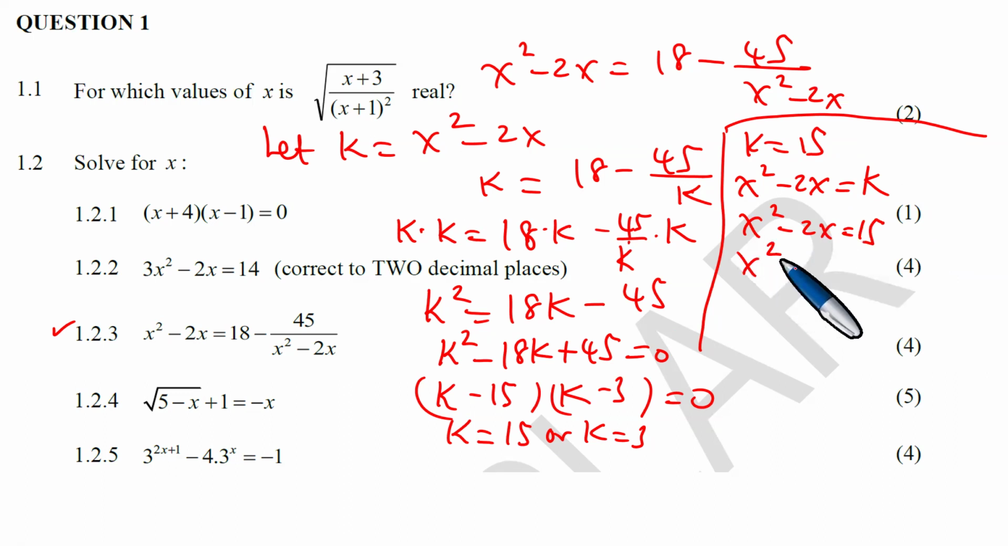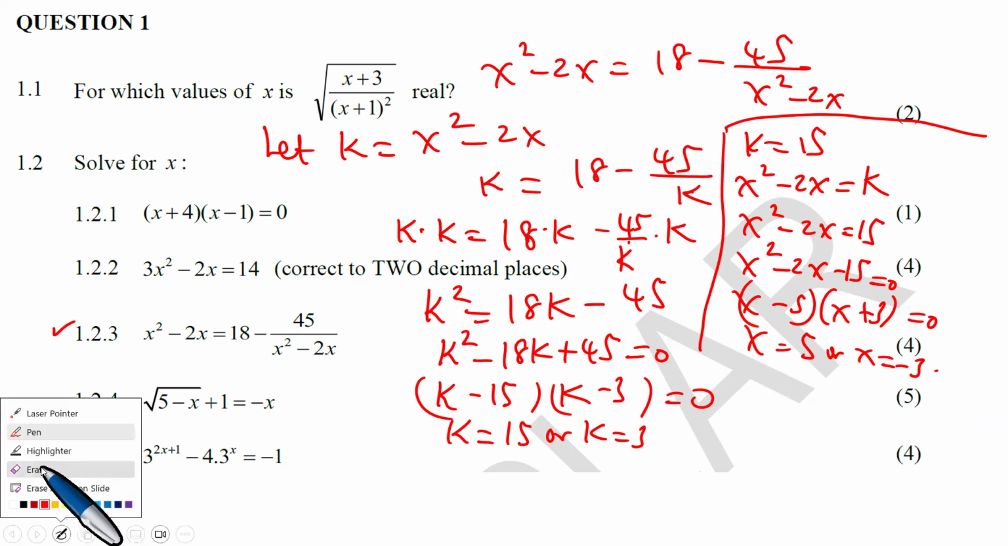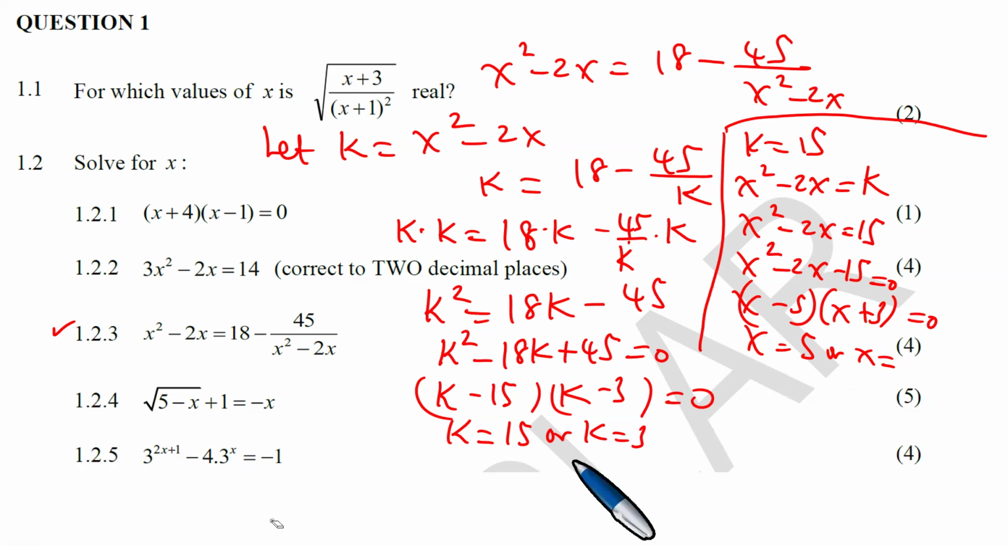You have x squared minus 2x minus 15 equals 0. The factors of minus 15 that give minus 2 are actually minus 5 and 3. Minus 5 plus 3 equals minus 2, which means x is 5 or x is minus 3. Pay attention to this and make sure you understand this. I need to engage you a little bit, but I know that it's basic stuff.